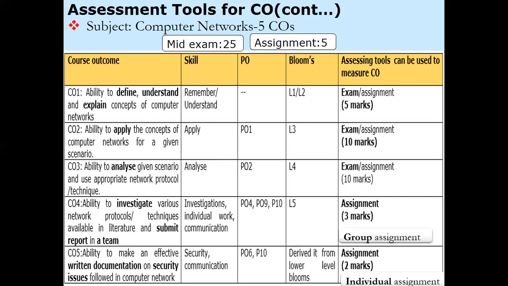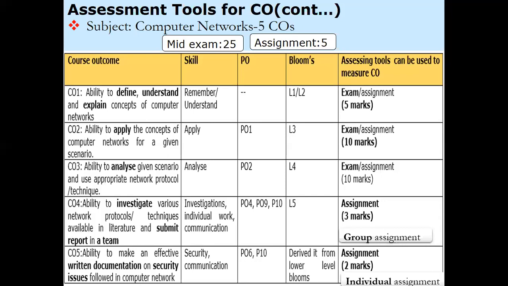For example, if you have only two options, one is mid exam and the other is assignment, and there is no concept of a mini project in this subject, then it is not possible. So you have to use only an assignment. Here you put more emphasis on investigation skill, in the sense that you give some sort of research problem to the students. The students have to do this work in a team, then submit the report, like an assignment. To measure the CO4, an assignment is used here.